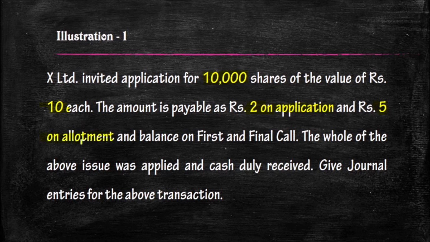At the time of allotment, we have to receive 5. And the balance money on first and final call. Only one call is there. The remaining amount will be collected on the first and final call. The whole of the above issue was applied for and cash duly received. We have received all the amounts. No arrear is there. Give the journal entry for the above transactions.